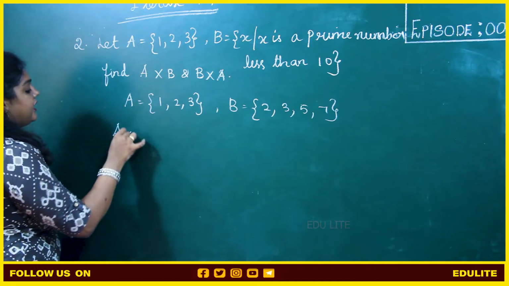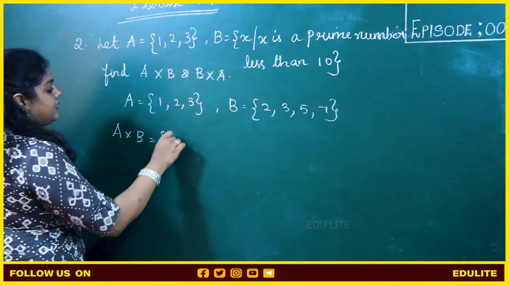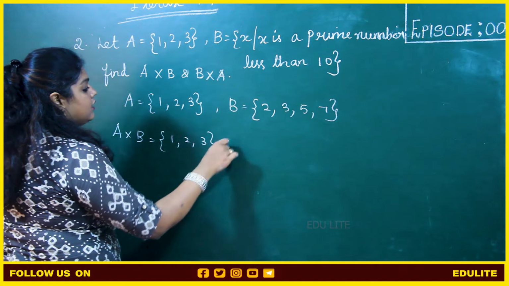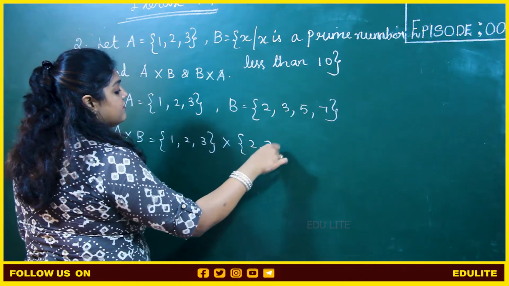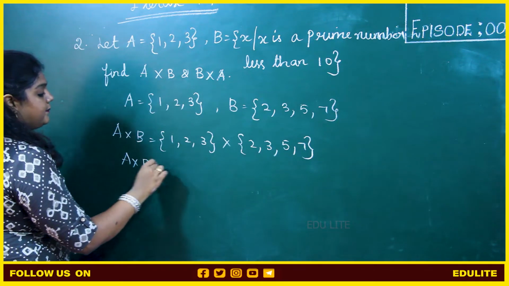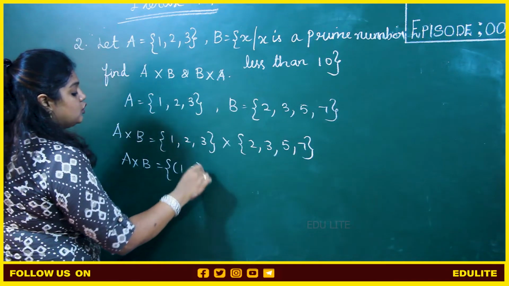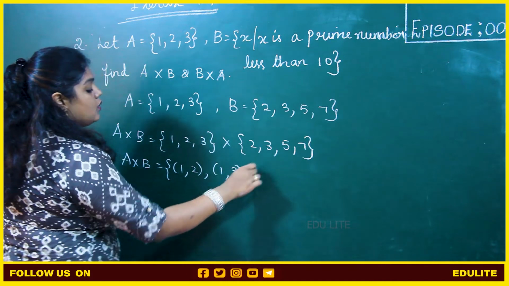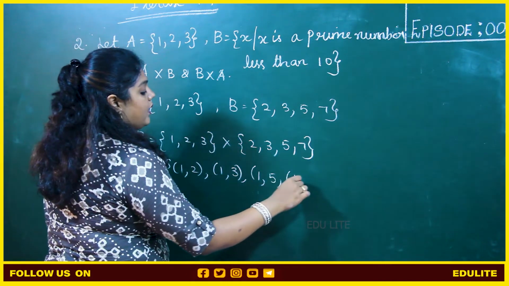Now we will find out A cross B. A cross B can be written as {1, 2, 3} cross {2, 3, 5, 7}. So A cross B is the set of all ordered pairs: (1, 2), (1, 3), (1, 5), (1, 7).